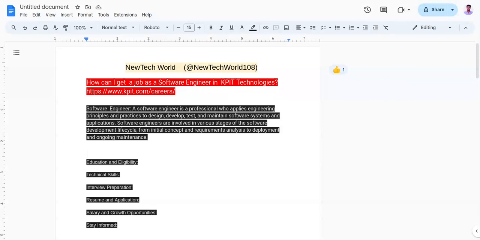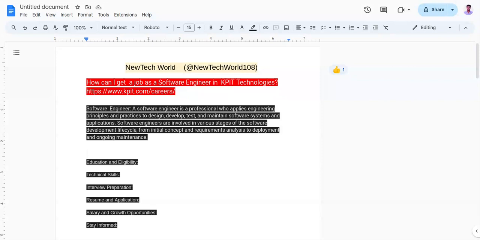In the online test, this round assesses your aptitude, logical reasoning, and coding skills. In the technical interview, you will be evaluated on the basis of your technical knowledge, problem-solving abilities, and project experience, whatever you have in your college or in your company. The HR interview focuses on your communication skills, personality, and cultural fit with the organization.